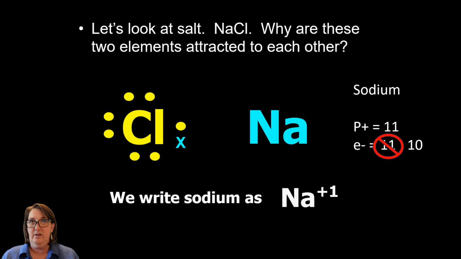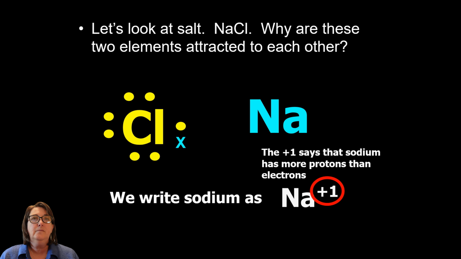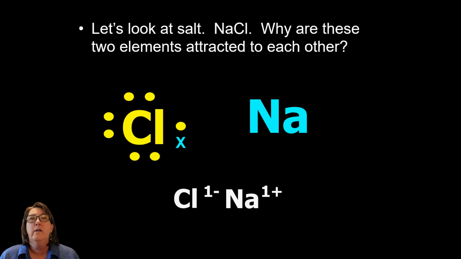My oxidation number has changed. I write them out. So now I have to write it out as Cl minus 1 and Na 1 plus. There are times where it just might be Cl minus and Na plus. The 1 is just assumed.